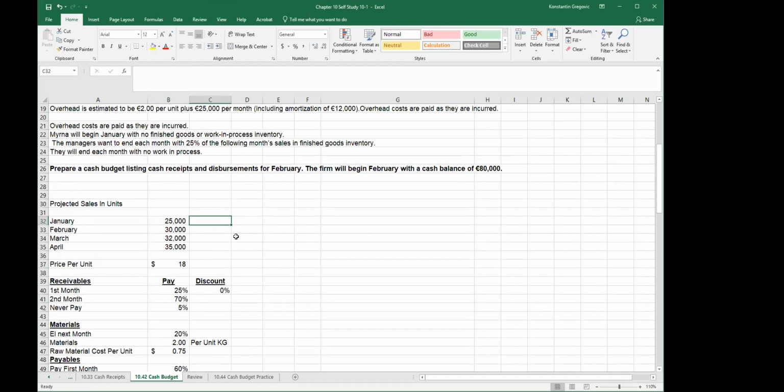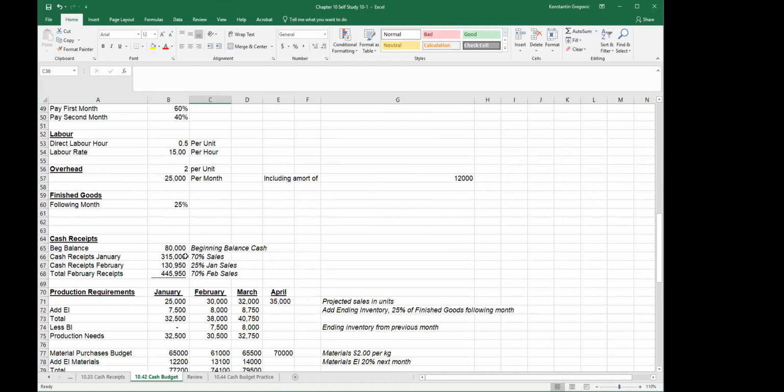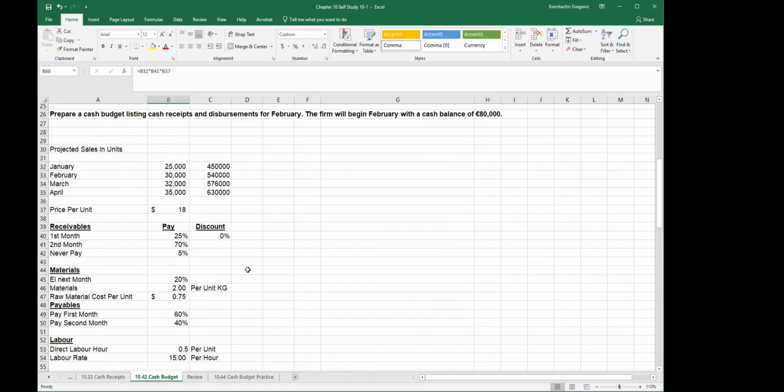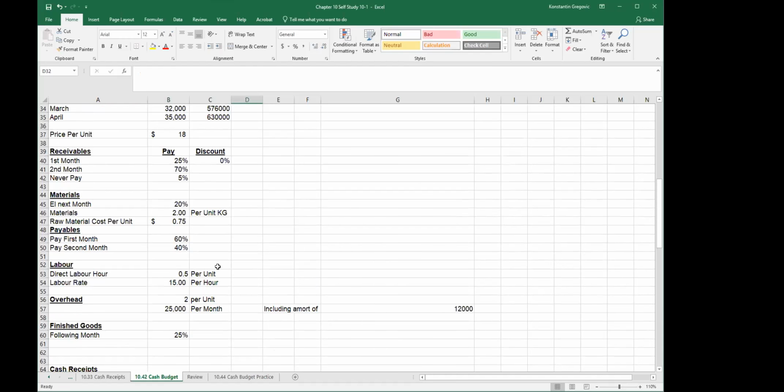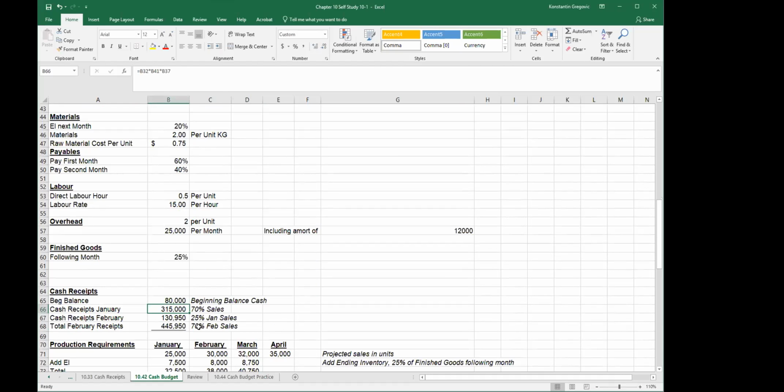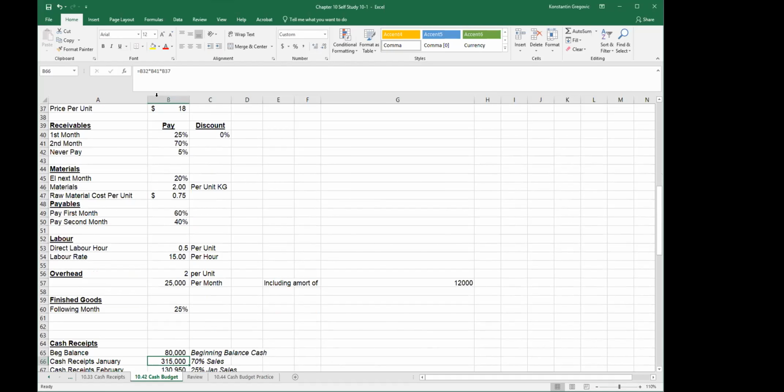You've got price per unit. Let's just calculate the price per unit. January times 18. This times 18. This times 18. This times 18. And then they mentioned 70% of sales, cash receipts in January. January, this times 70, hold on here. Cash receipts in January, 70%.